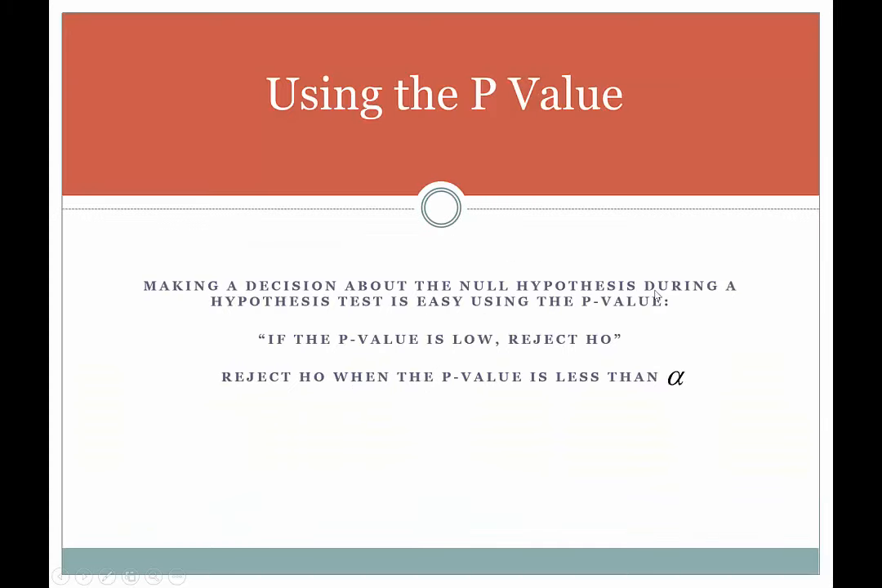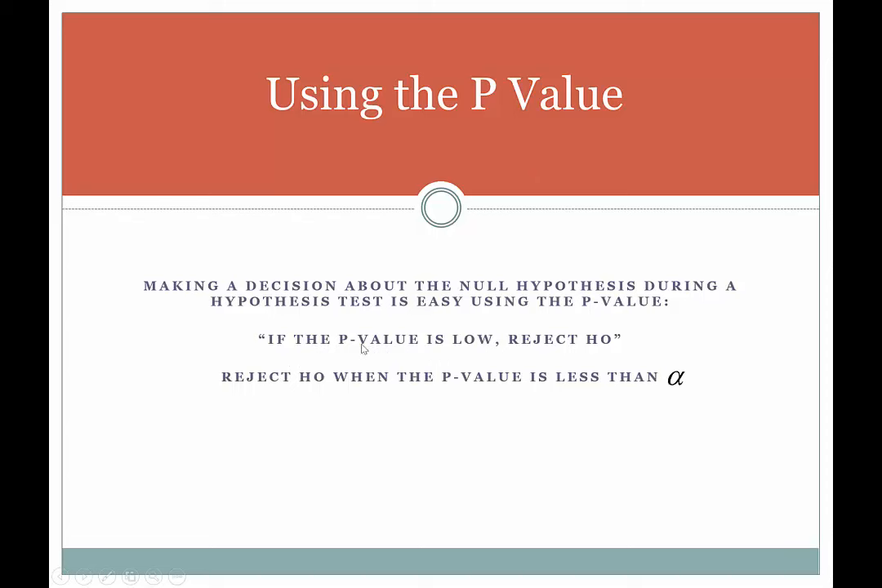All right, so how do we use the p-value once we have it, right? You'll have this probability, this value you've calculated from your test stat. The way you make a decision is pretty easy. If the p-value is low, reject H0. So what do we mean by low?